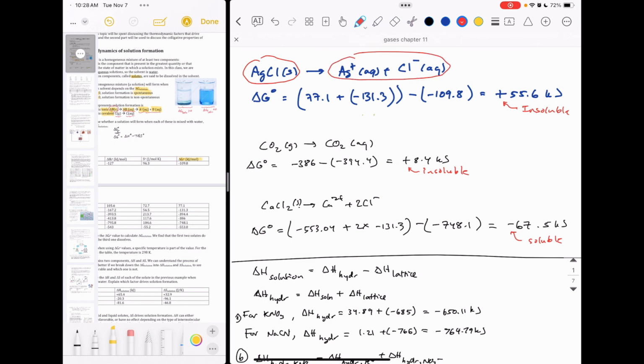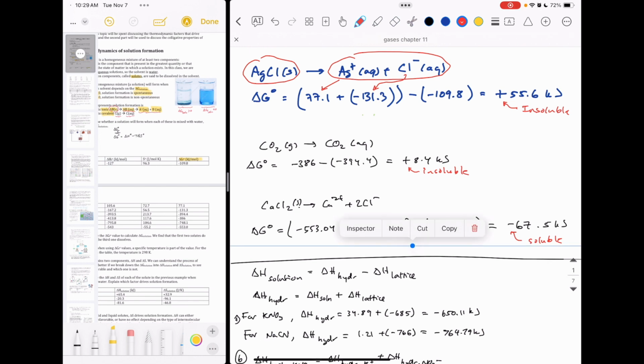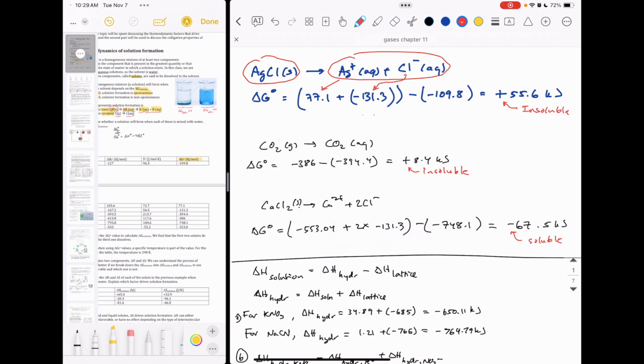So all I'm doing here is taking the delta G formation of silver multiplied by 1 mole, since the coefficient is 1. So that's why it's just 77.1. This is the delta G formation value for chloride ion, negative 131.3. And then minus the reactant, and the reactant is AgCl solid. That's what its delta G of formation value is. And we ended up getting positive 55.6.